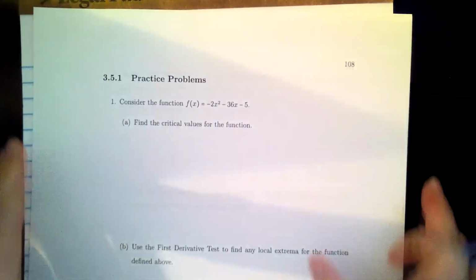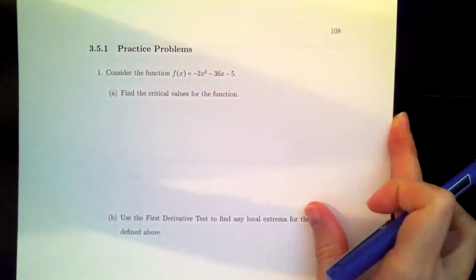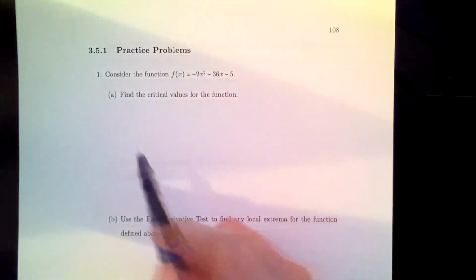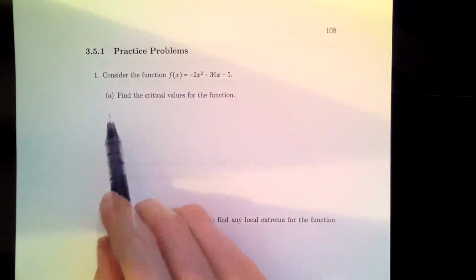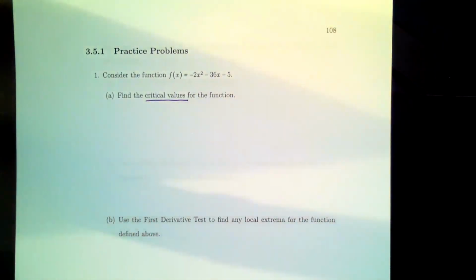Here's what something might look like. Problem number 1 says, consider the function f of x is minus 2x squared minus 3x minus 5. And this one, they broke up into 2 parts. Part A says, find the critical values for the function. Now, critical values are these interesting values of x, where maybe there's a local max or min.